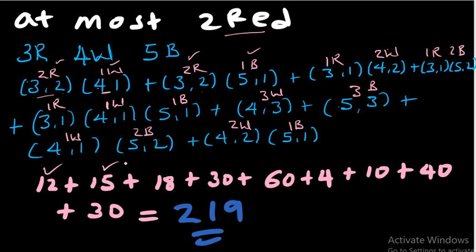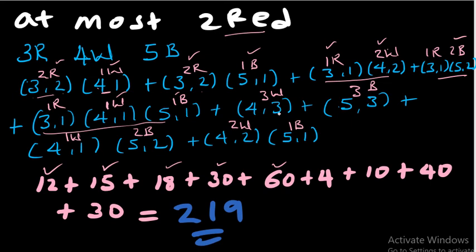Here it is, done. Okay, the other possibility, at most 2 red means 1 red also, it's okay. If one of them is red, the other 2 can be white, or the other 2 can be black, or the other 2 can be white and black. So we have to do this. The first part will be 18, and the second part will be 30, and the third part will be 60. When it is 1 red, the other 2 both can be white, or both can be black, or 1 white and 1 black will be possibilities.